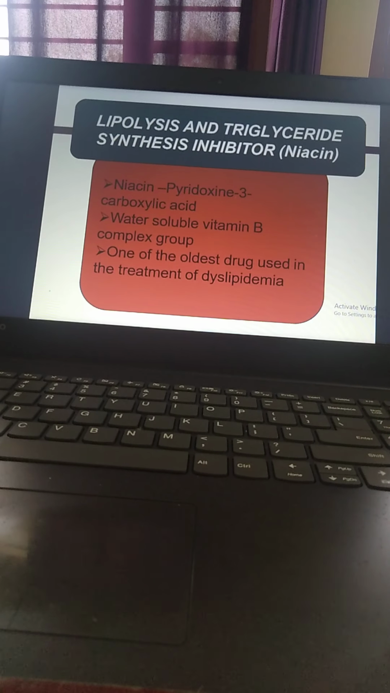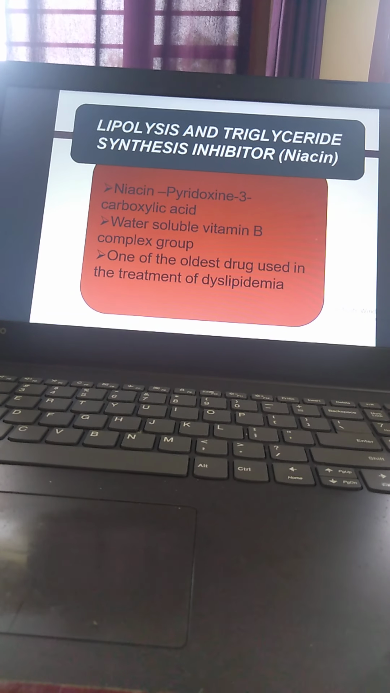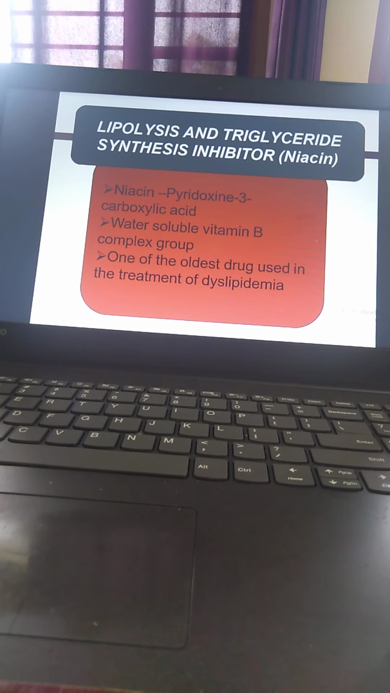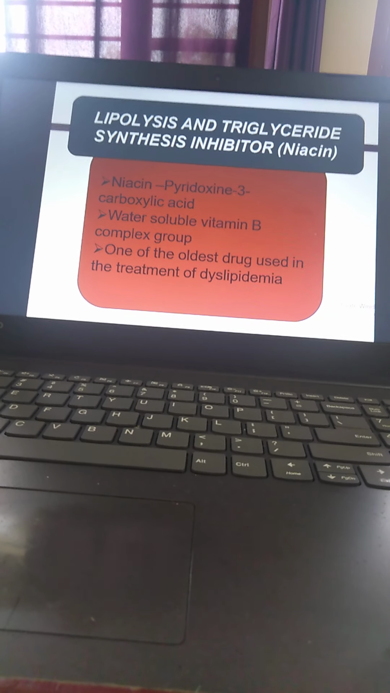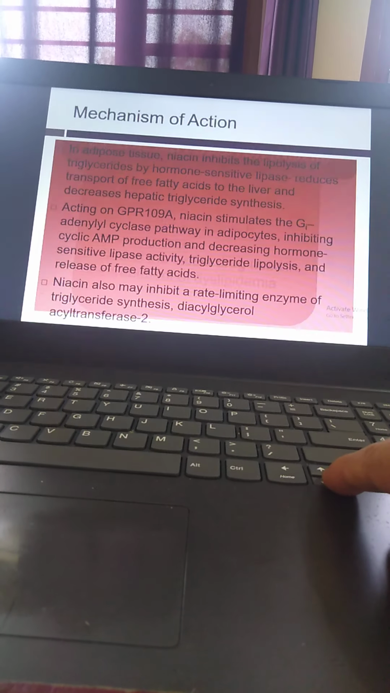Now we have lipolysis and triglyceride synthesis inhibitors, niacin we call it. Niacin is pyridine 3-carboxylic acid, a water-soluble vitamin B complex group. It is one of the oldest drugs used in the treatment of dyslipidemia. As niacin is an old drug, we have to take advantage of it. It is the oldest drug.